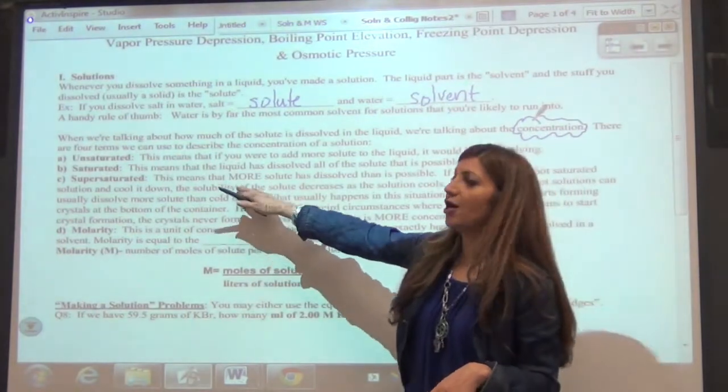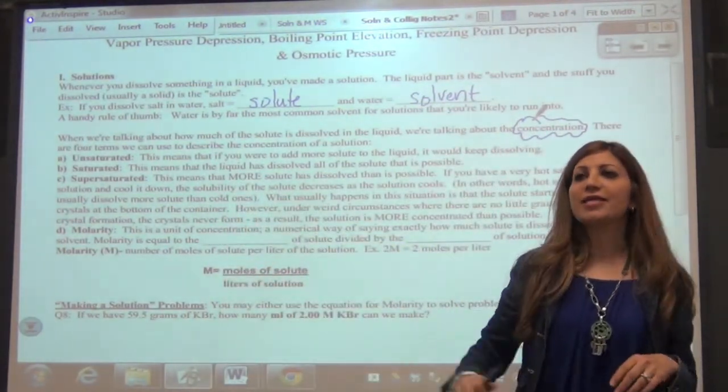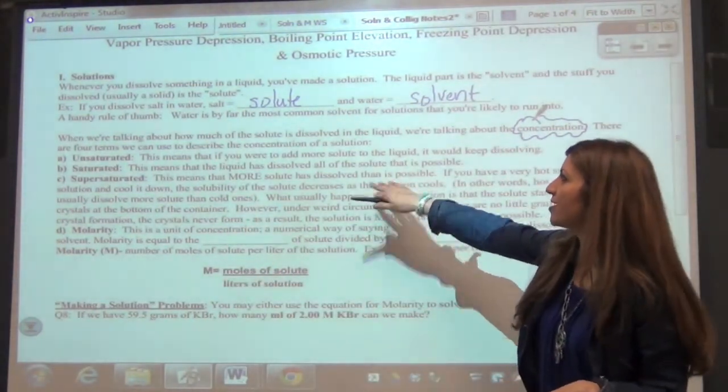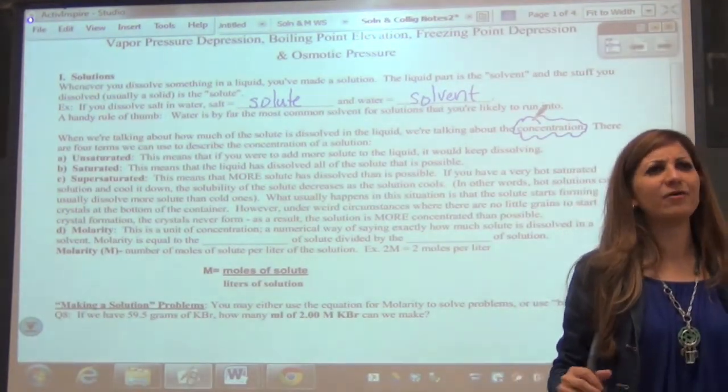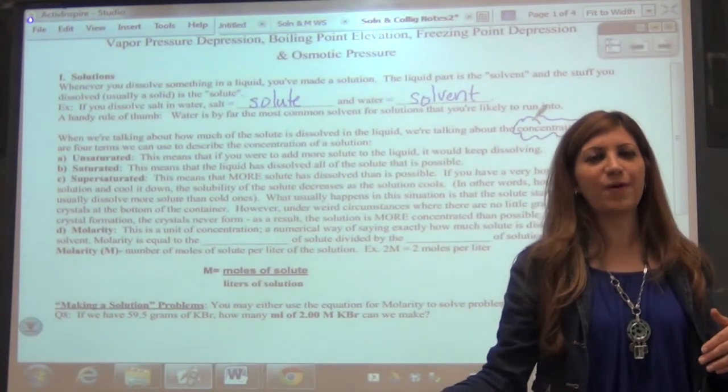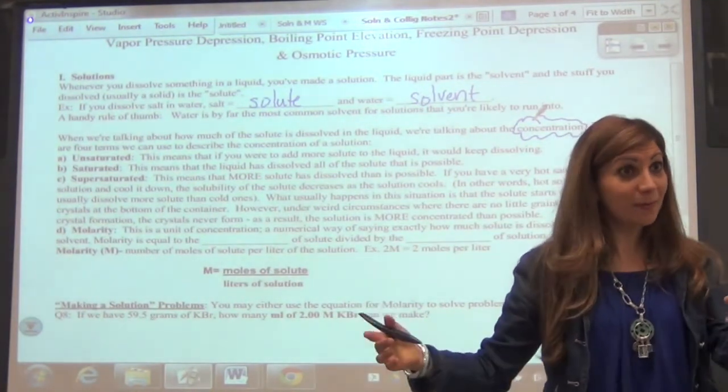It can be saturated. That means that the liquid has dissolved all the solute that it possibly can. And then there is what is called supersaturated. Supersaturated means that more solute has dissolved than is actually possible. And how can you do that? How can you actually dissolve more than what's possible? You heat it up. Awesome.